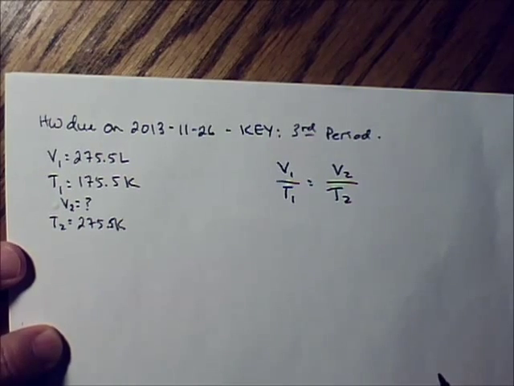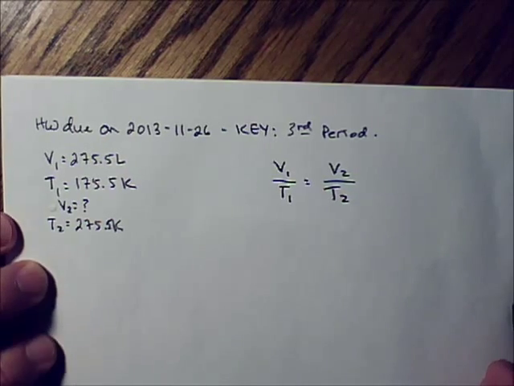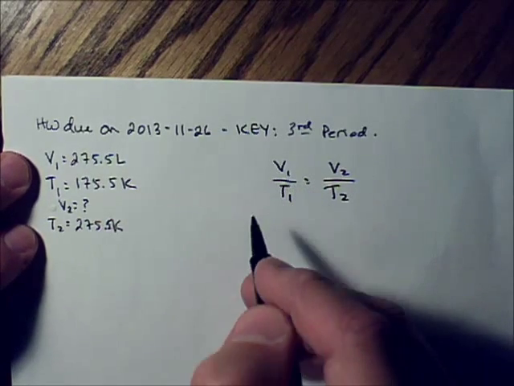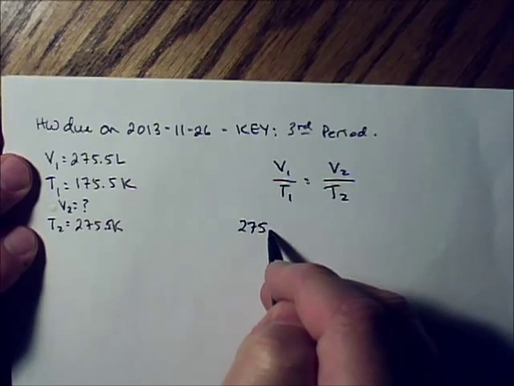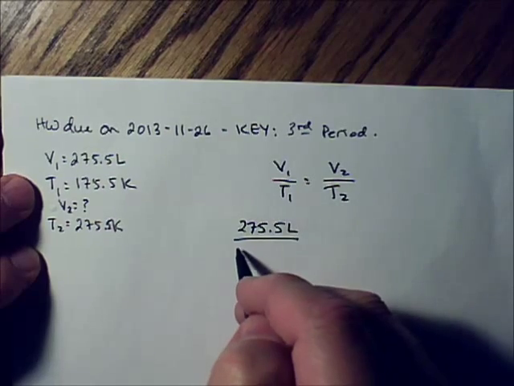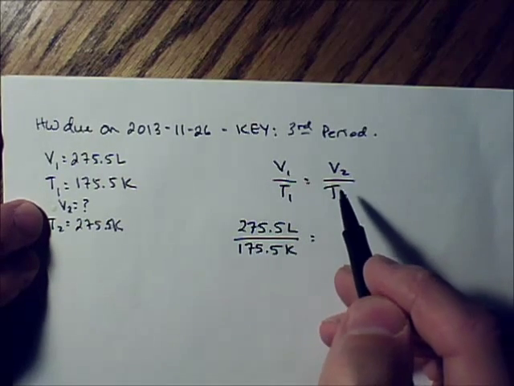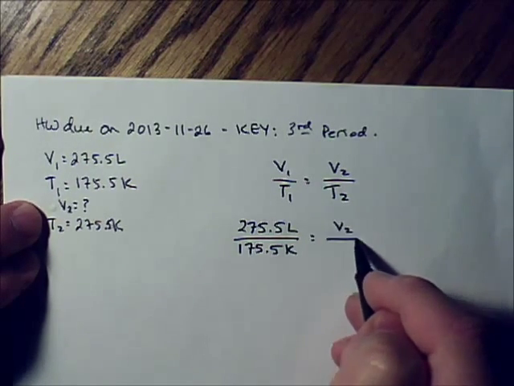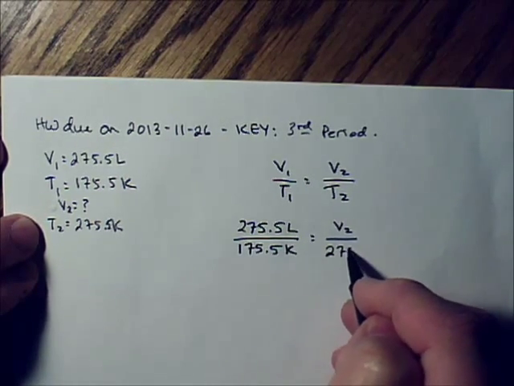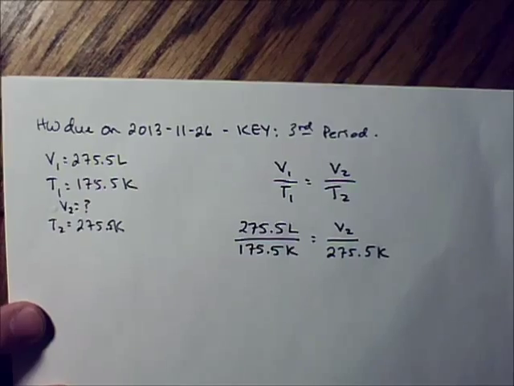Alright. So now we're going to plug in the values we know, the ones that are given to us. And so the volume for V1 is 275.5 liters. The value for T1, the temperature, is 175.5 K. The value for V2 we don't know, so we just leave that as V2. Value for T2 is 275.5 K. So that's how you plug in the values you know.